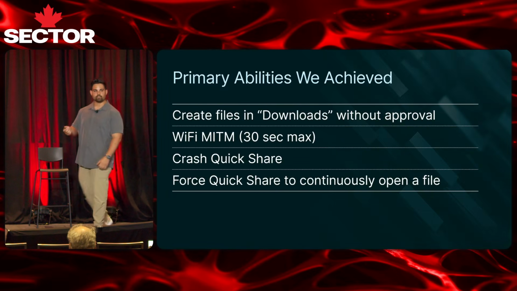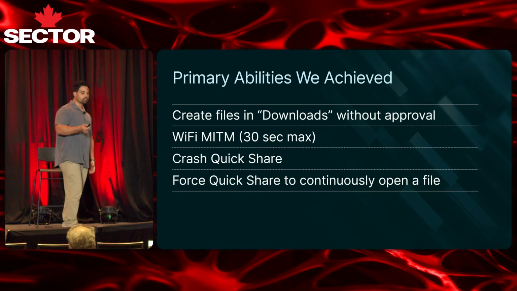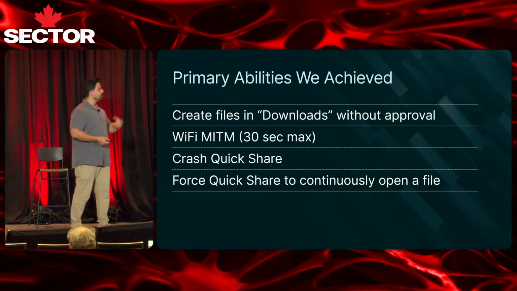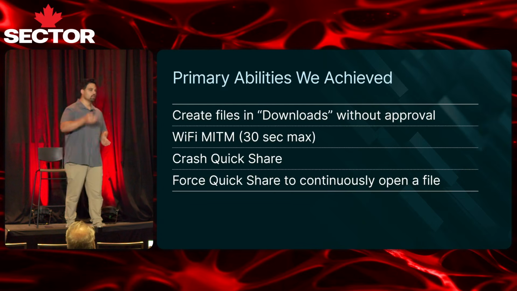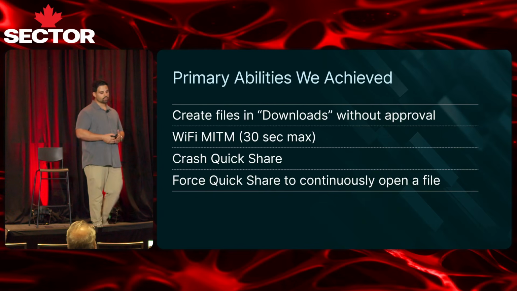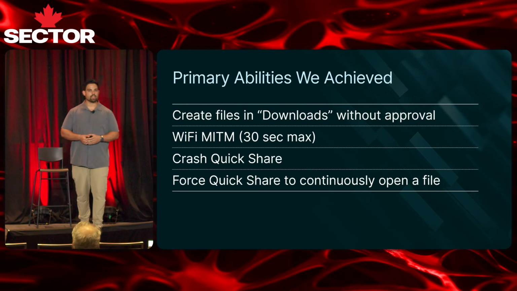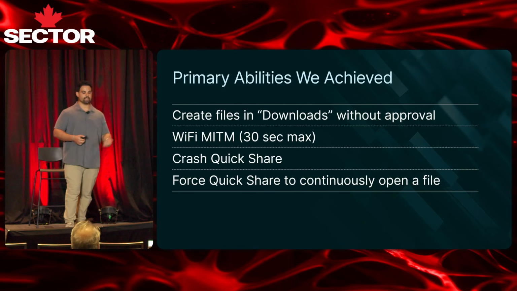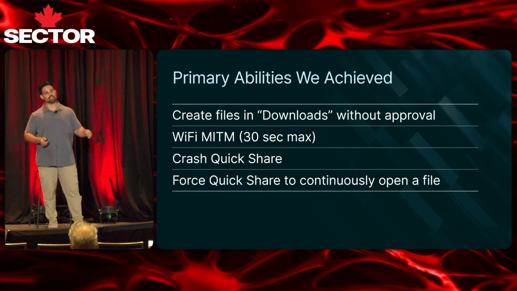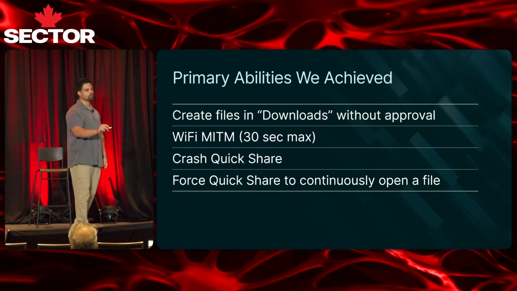So as a reminder, the abilities that we had from these vulnerabilities is first creating files in the victim's downloads folder without approval. Second, force the victim to connect to our Wi-Fi access point for about 30 seconds maximum. Then, with a variety of vulnerabilities, also crash the remote Quickshare application. And lastly, force the remote Quickshare application to continuously open a file that we choose in the victim's downloads folder.